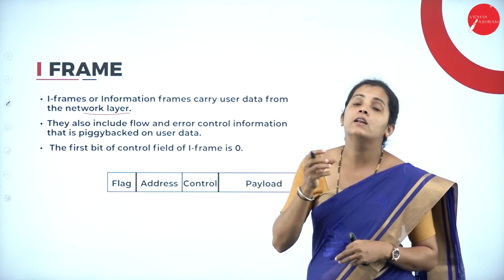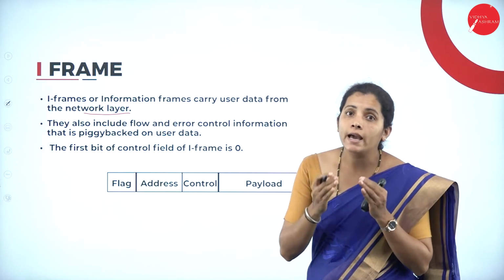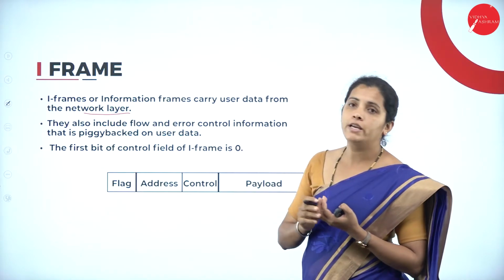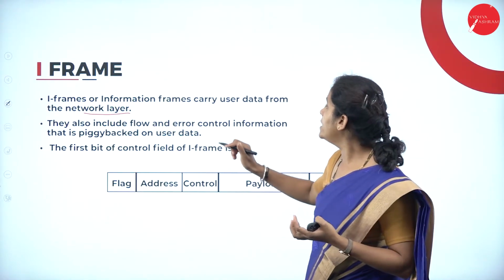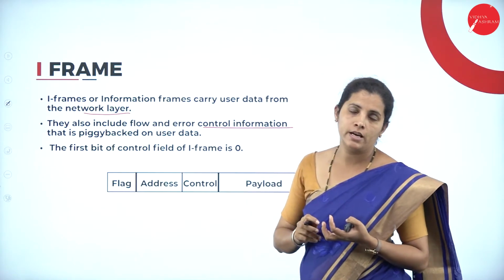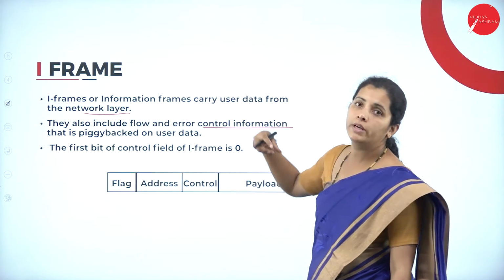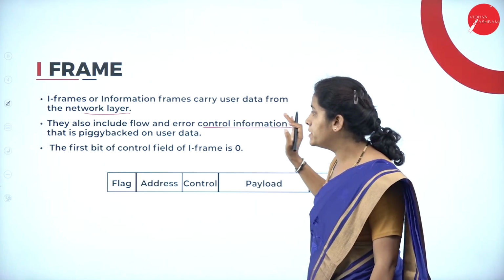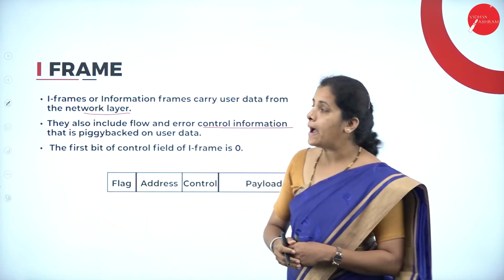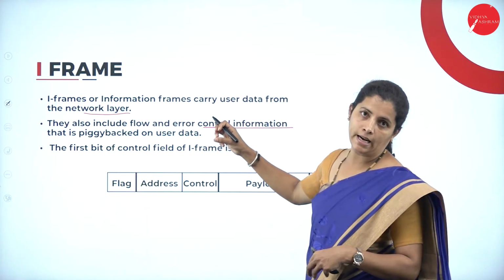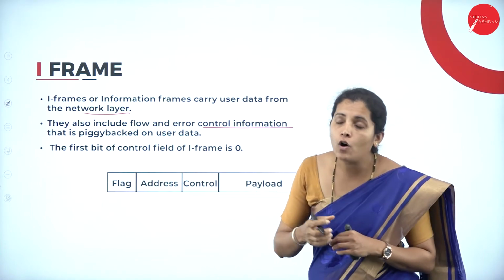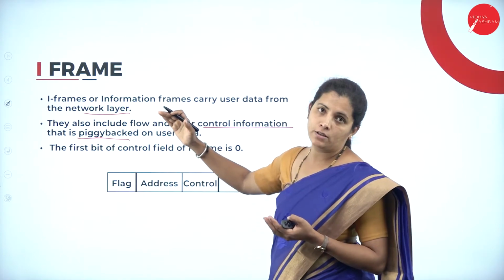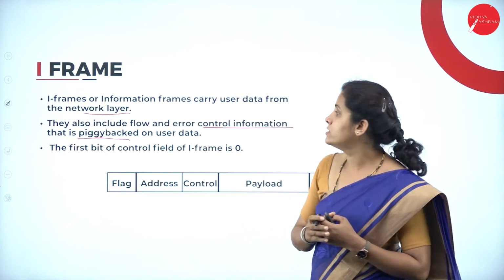The information frame carries user data from the network layer. It also includes flow control and error control information that is piggybacked on user data. I'm going to discuss the piggyback technique in my upcoming sessions.